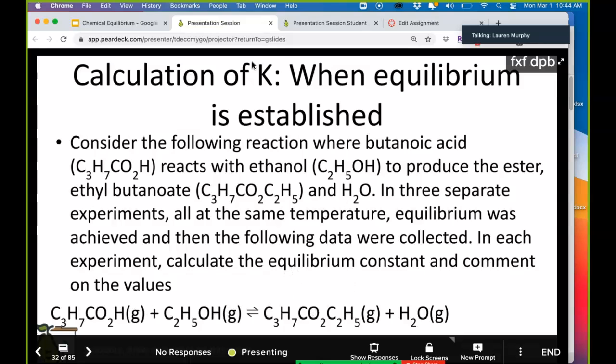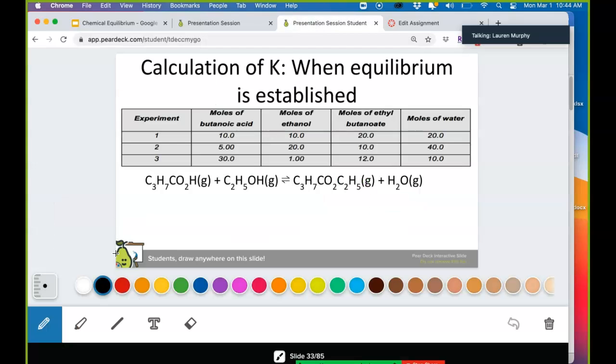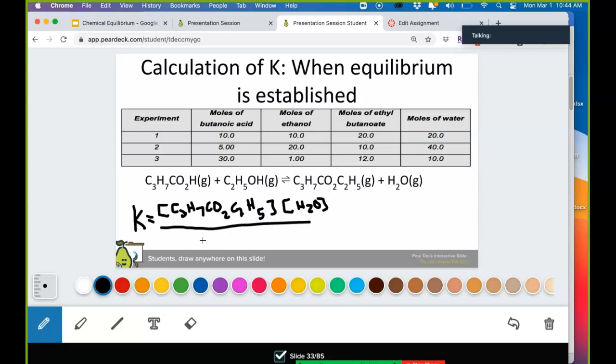So, okay, here's my reaction, right? First thing you want to do is write an equilibrium expression. K equals products over reactants. It looks like everything is a 1-to-1 ratio, so you don't have to do any sort of exponents because there's no coefficients. They're all ones. So products divided by reactants. And then again, they just did the experiment 3 different times.